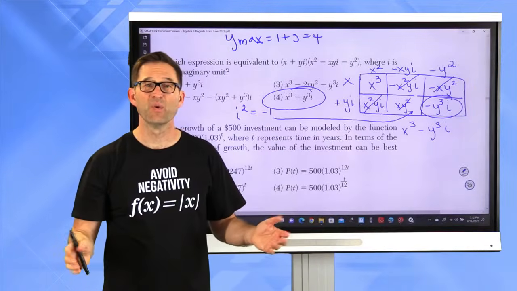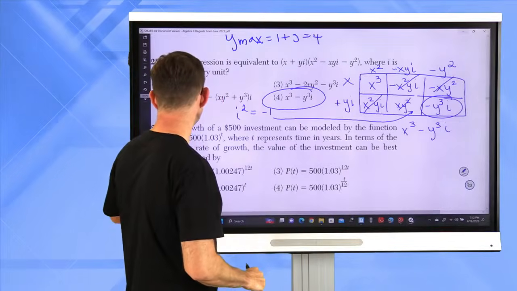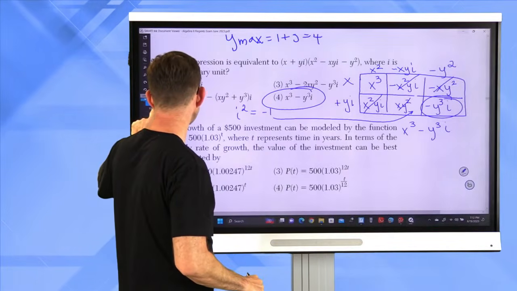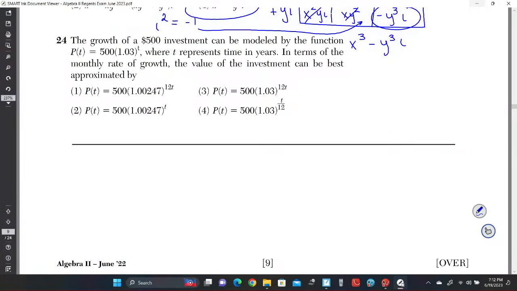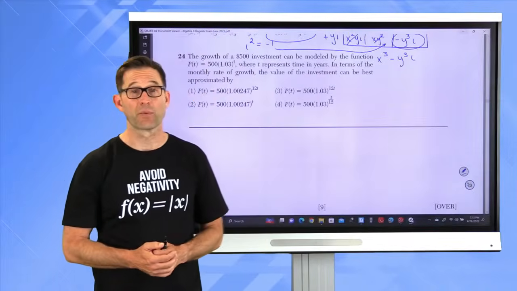All right, cool. Let's do our last multiple choice problem. All right, number 24. The growth of a $500 investment can be modeled by the function P(t) = 500 times 1.03 to the t, where t represents the time in years. In terms of the monthly rate of growth, the value of the investment can be best approximated by which of the following? Okay, I hate this problem.